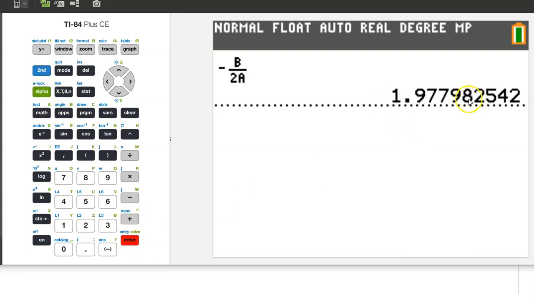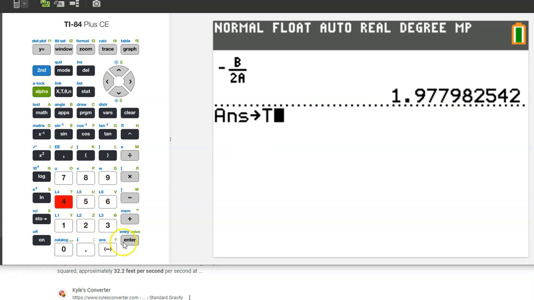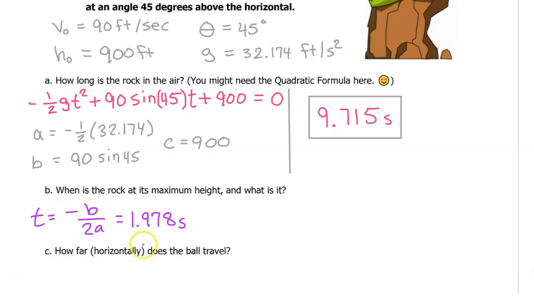There it is. Let's store this value into letter t so we can use it to answer the next part of the question. If we just immediately hit store, it uses the value that we just found, and let's put it in letter t. So t is 1.978 seconds if you round up.